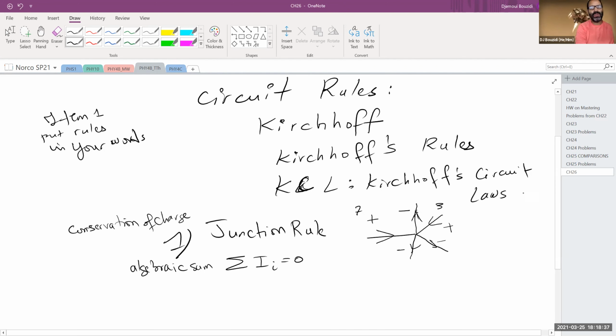So if I figure out that 1 coulomb somehow ended up going this way, and another 3 coulombs ended up going this way, so this is negative, then I know for a fact that 6 coulombs also went through this way. Because if I add 6 plus 3 plus 1, this is the outgoing, and this is the incoming 10. 10 plus negative 10 is 0.